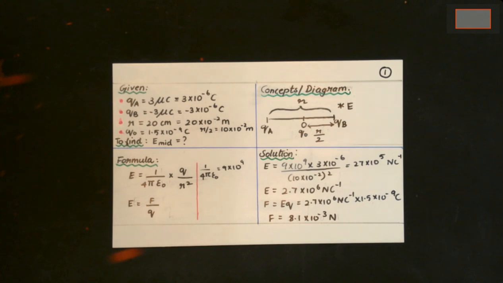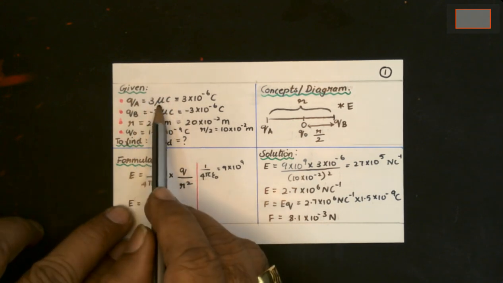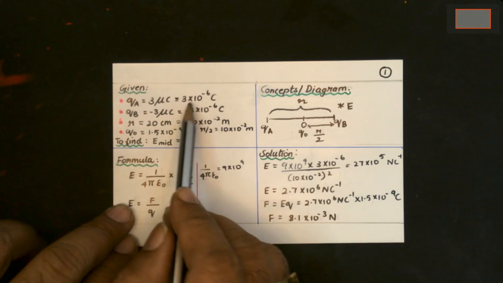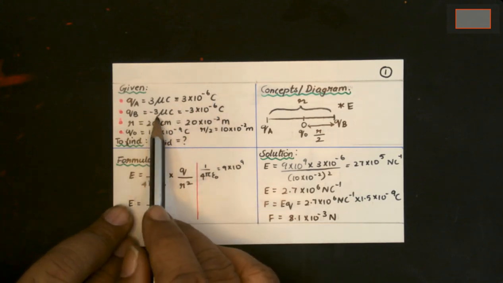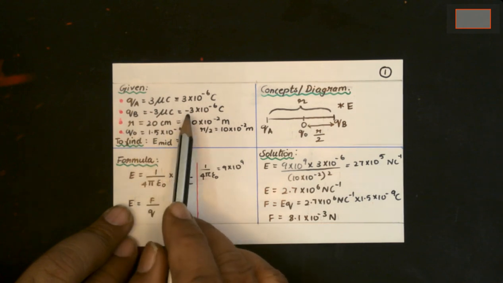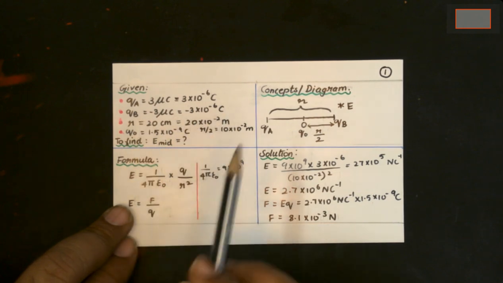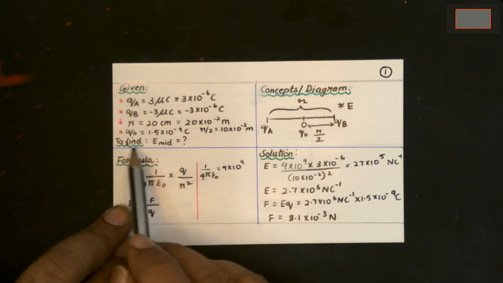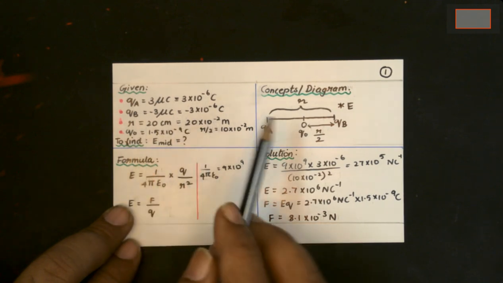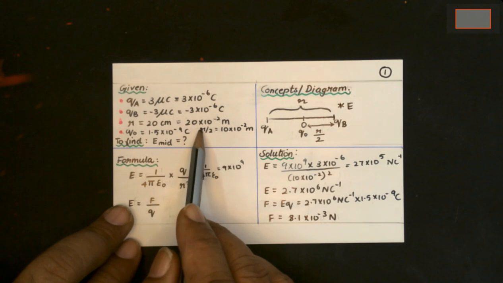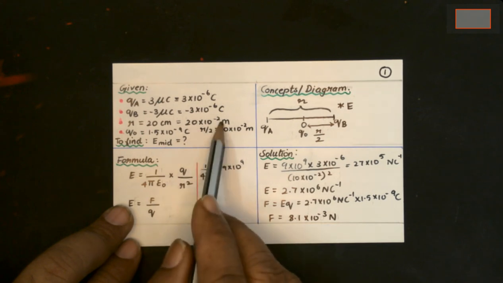QA and QB given as 3 microcoulomb. 3 microcoulomb means 3 into 10 power minus 6 coulomb. QB with minus 3 microcoulomb, that is minus 3 into 10 power minus 6 coulomb, separated by a distance 20 centimeter. R is equal to 20 centimeter. So that should be converted into meter. So 20 into 10 power minus 2 meter.